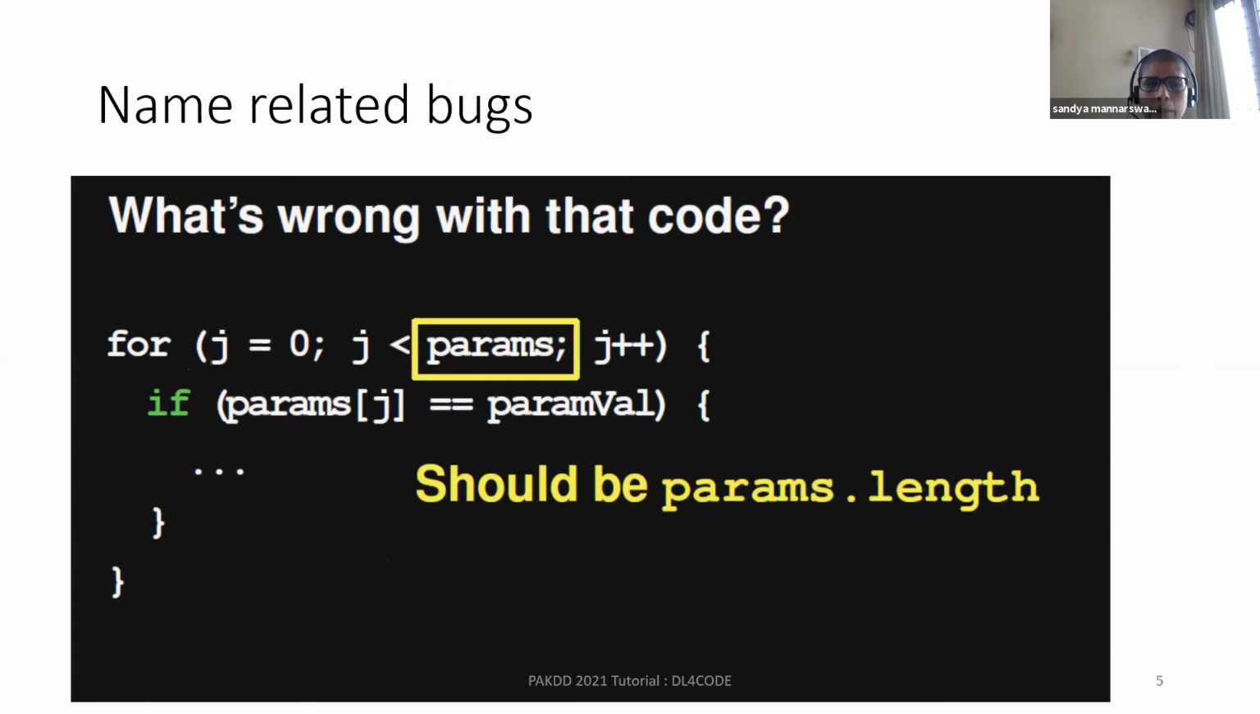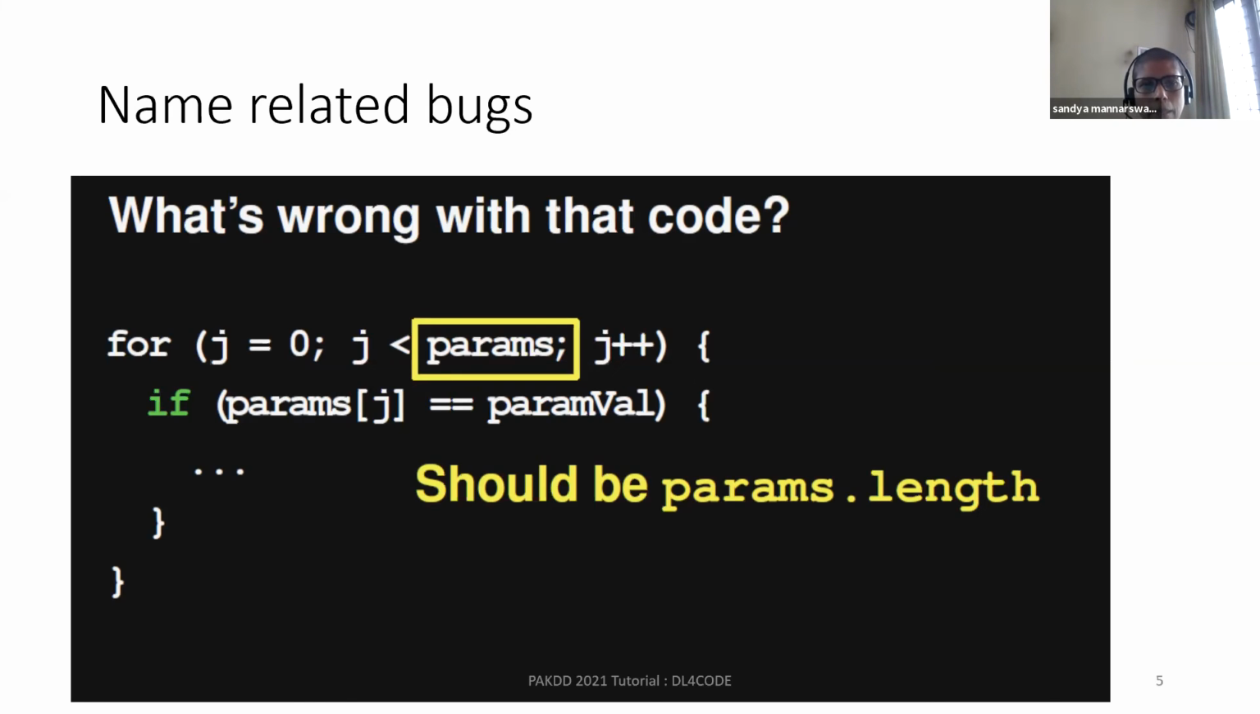There is an array called params, which is being walked through. So the conditional check in the for loop should actually be comparing the induction variable against the length of the loop, so basically the length of the array. So you want to go through all the elements in the array, and so the conditional check for the for loop should be j less than params dot length. Unfortunately, because of an oversight, the developer has missed this.